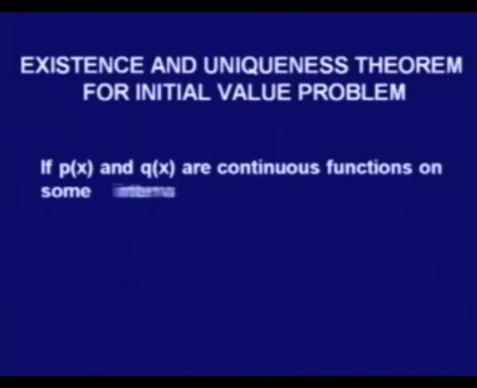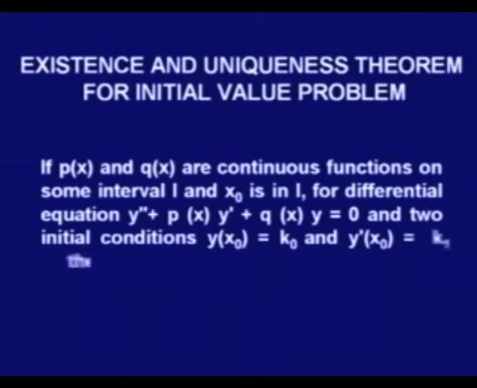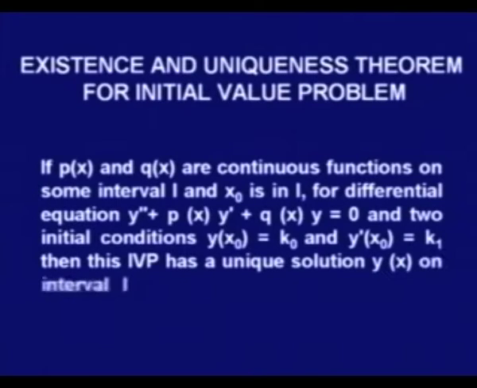If p(x) and q(x) are continuous functions on some interval I and x naught is in I, for the differential equation y double dash plus p(x) y dash plus q(x) y is equal to 0 and two initial conditions, that is, the function y at x naught is k naught and the derivative of y at x naught is k 1, then this initial value problem has a unique solution y(x) on interval I.